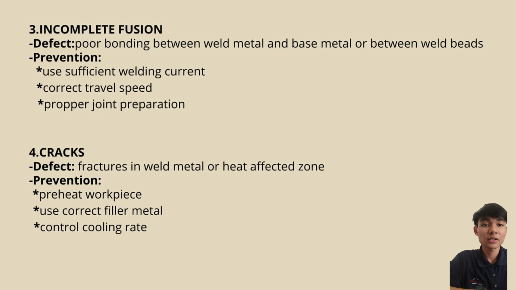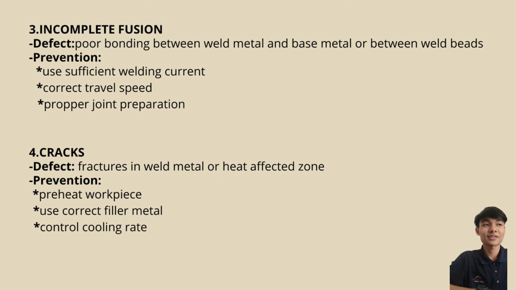Prevention is to ensure the welding current is sufficient, the travel speed is correct, and the joint is properly prepared. And lastly is cracks. The description is a fracture in the weld metal or heat affected zone. And the prevention is preheating the workpiece, using the correct filler metal, and controlling the cooling rate.